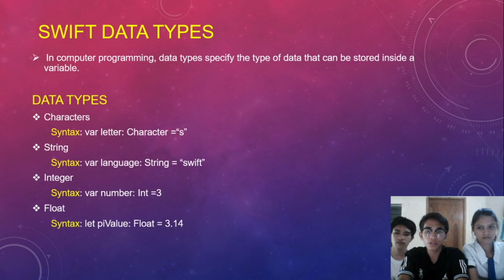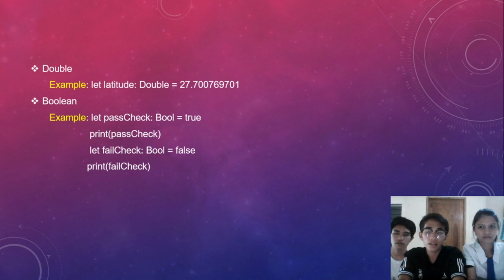Float, same also as the integer, variable name. In this example, we are going to define a pi value. So that is the variable name, piValue, colon, Float, or the data type Float, is equals to 3.14. Next is the double.